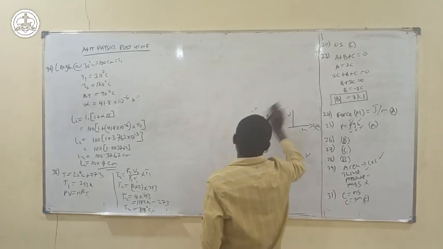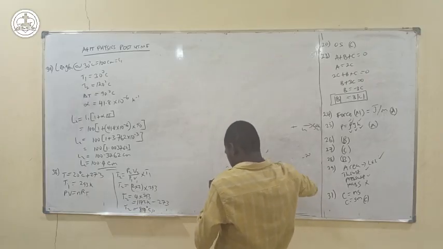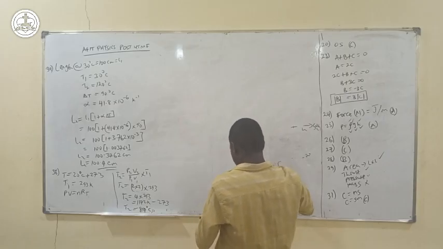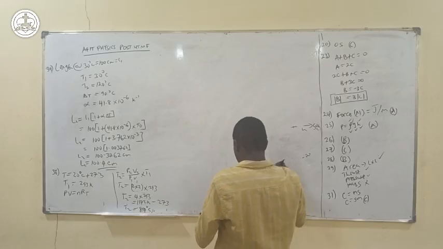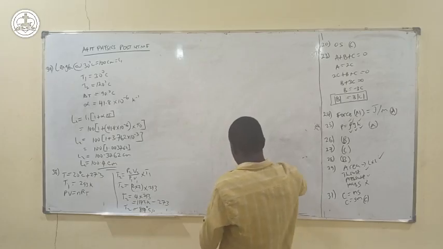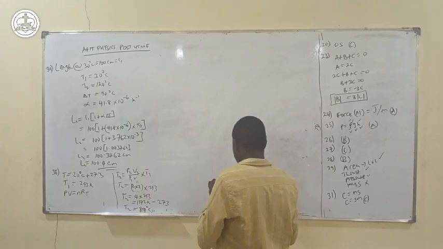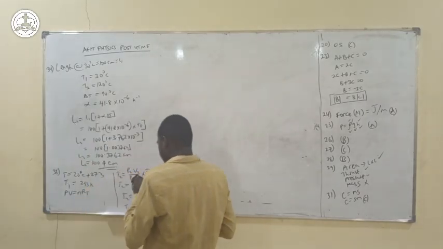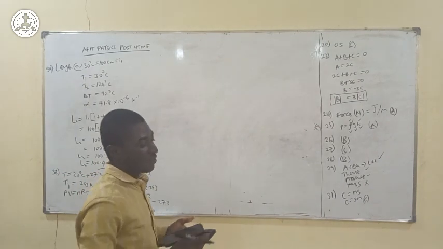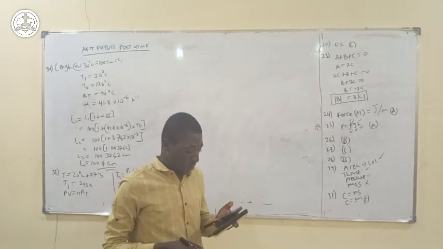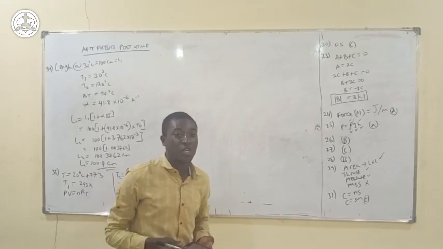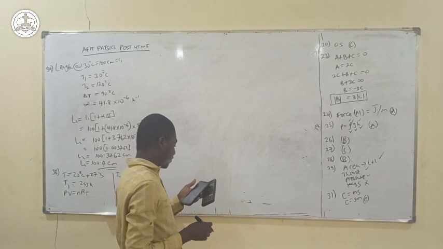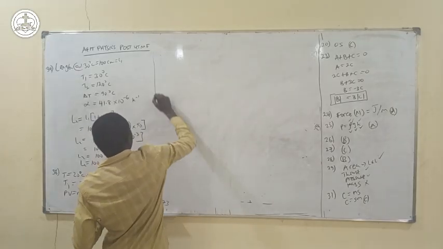Question 36 says a volatile liquid used for cooling purpose in refrigerator is what? A. Liquid ammonia. B. Cold water. C. Liquid nitrogen. And D. Liquid helium. You all know that. I think from chemistry, it's liquid ammonia, liquid NH3. It's what is used for cooling purpose in refrigerator. So we'll move straight to question 37.